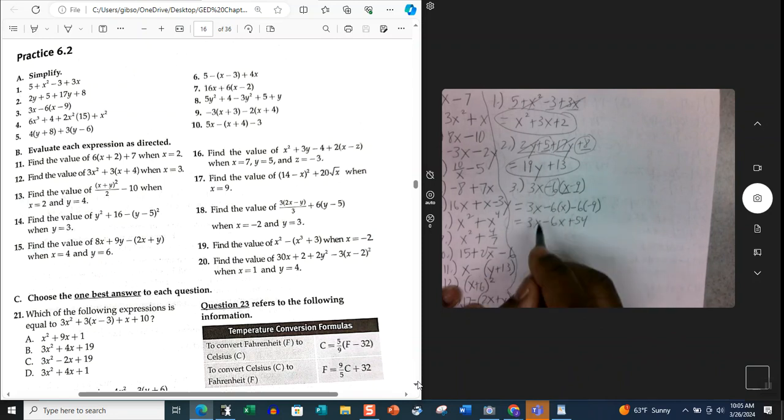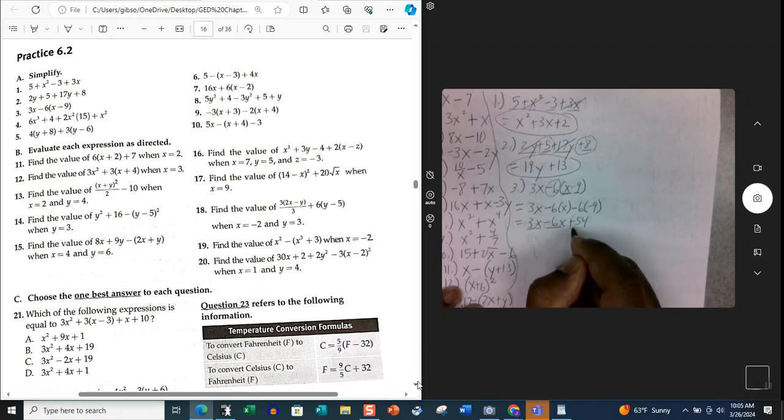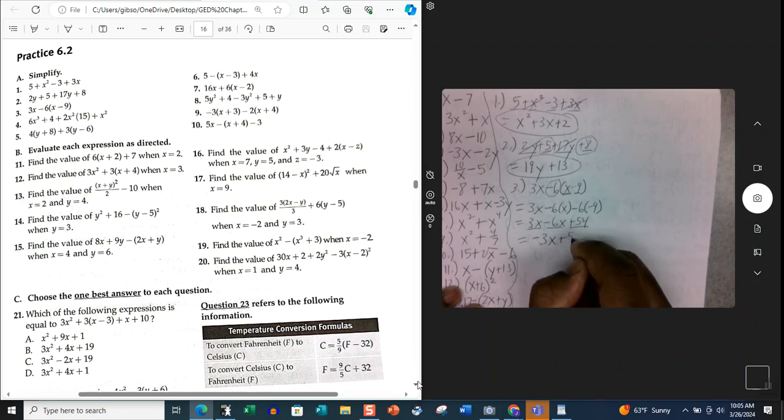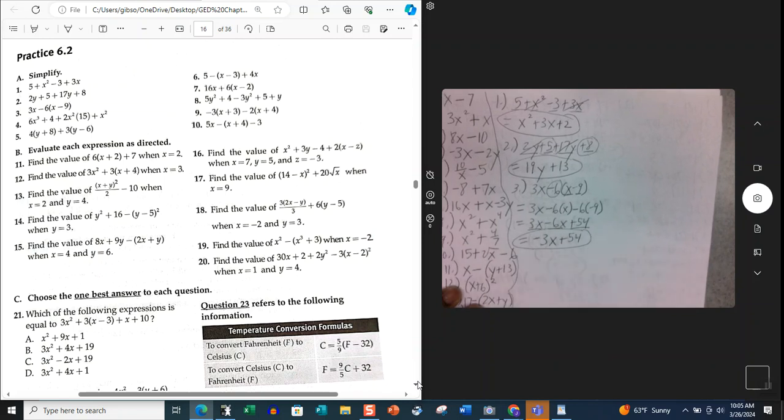Now we could go and do what we did before. This is our first term, our second term, our third term. We look at the variables. We have both of these with x, and both of them taken to the first power. So we can combine these. 3 minus 6, we know it's negative 3, and we'll bring down our x. And then 54, there's nothing to combine with the 54, so we bring it down.